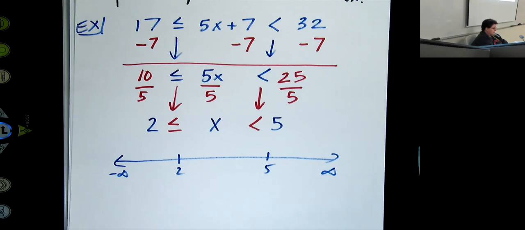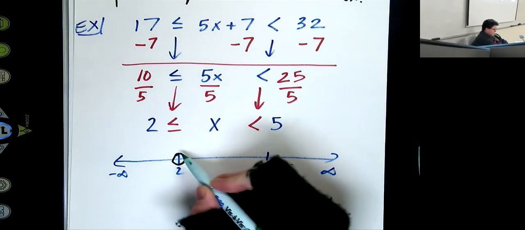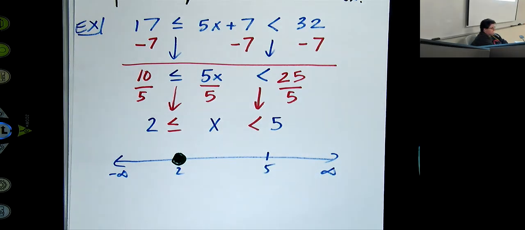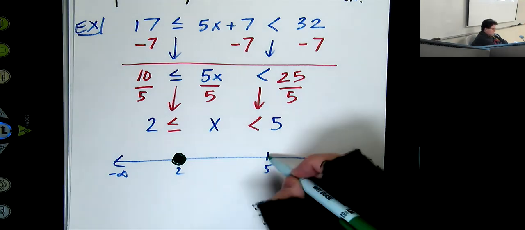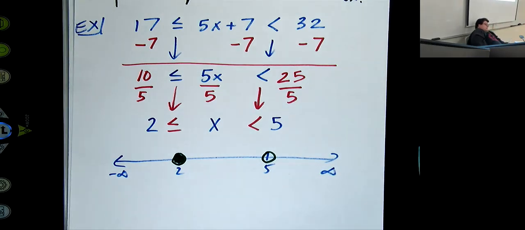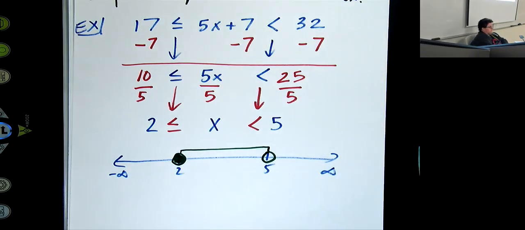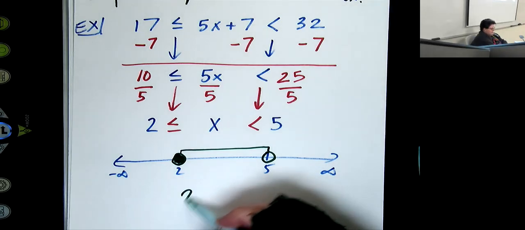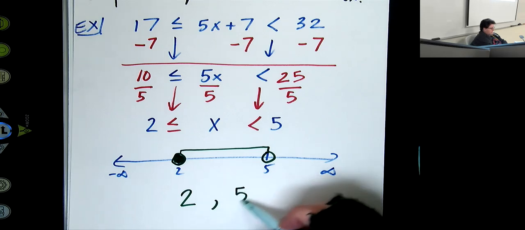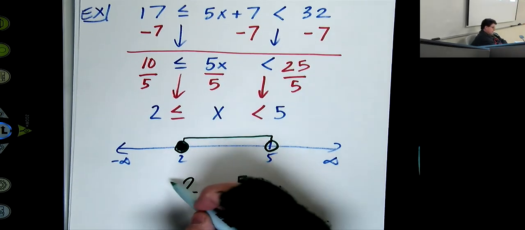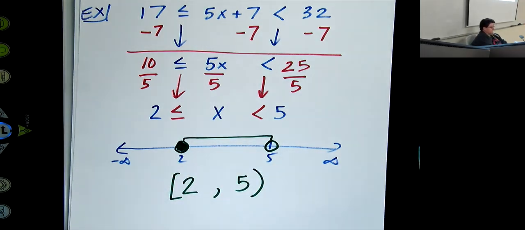If I do this on a number line, the 2 gets a solid circle. The 5 gets a hollow circle. And I'm looking for values between them. In the interval notation, we start at the 2, we end at the 5. The 2 gets a bracket, the 5 gets a parentheses. Not too bad.